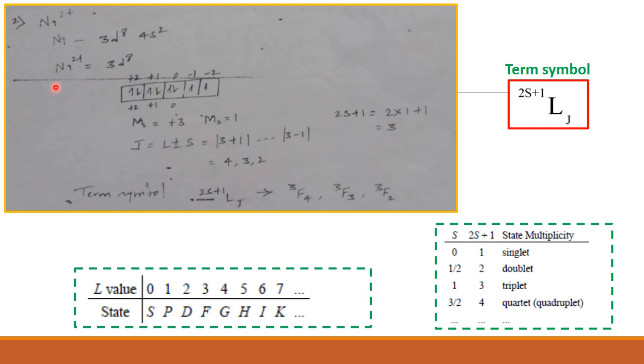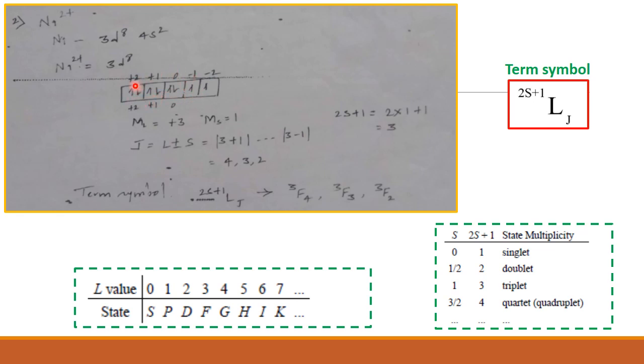Then come to another example, nickel 2 plus, where nickel has atomic number 28. In the 0 oxidation state, it has the electronic configuration argon 3d8 4s2. For nickel 2 plus, the 2 electrons are gone from 4s2, hence the 8 electrons are available in the d orbital. When you fill the 8 electrons according to Hund's rule, this is the electronic configuration we get.